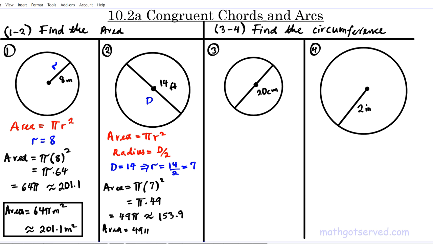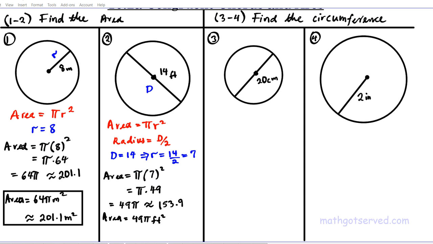49 pi. Now the unit is feet, right? So since you're multiplying two lengths, that's going to be feet squared. Square is the dimension of area. Okay, so that's the exact answer. And then the approximate answer is 153.9 feet squared. Okay, so there goes the answer to question number 2.